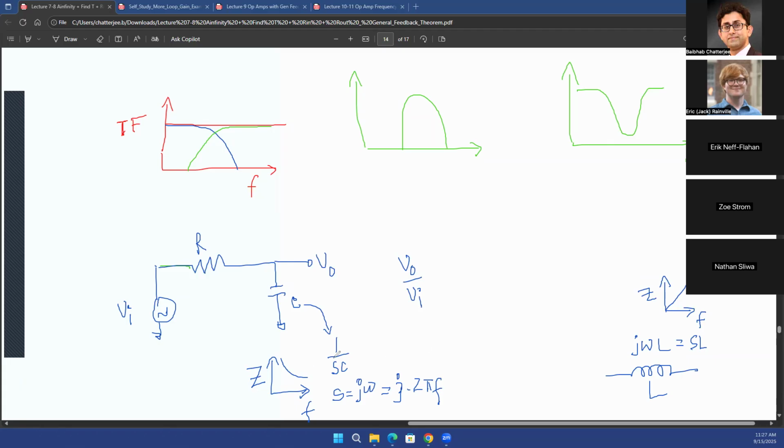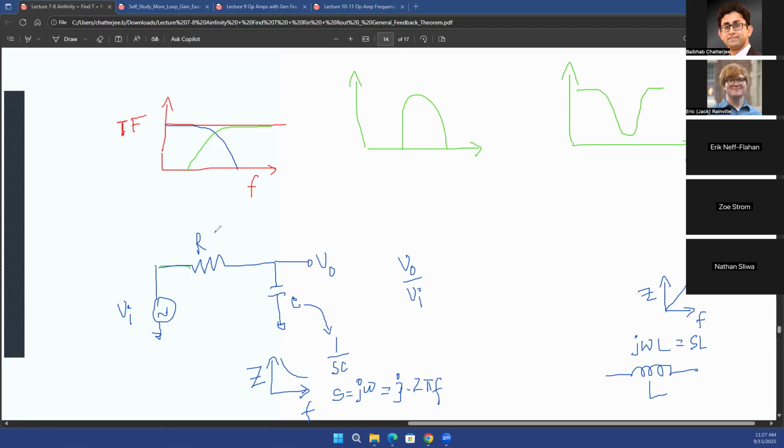Okay. So that's just the impedance of the capacitor and inductor. Now in this case, because you are interested in VO over VI, that's eventually a voltage division ratio, right? So if you just know the impedance of the capacitor and the impedance of the resistor, you can do a voltage division, right? Just like we learned earlier.